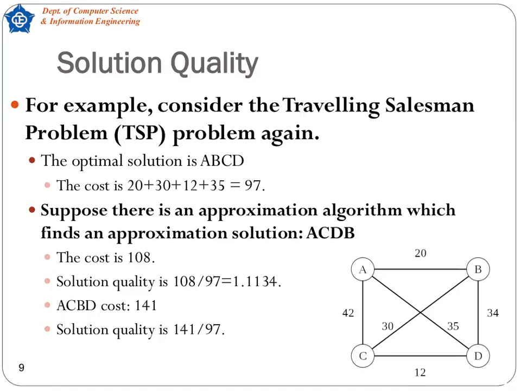If the algorithm picked a different order, say ACBDA, the cost jumps to 141, yielding a quality of 141/97. These examples show exactly how we gauge an approximate solution's performance by comparing its cost to the optimal.